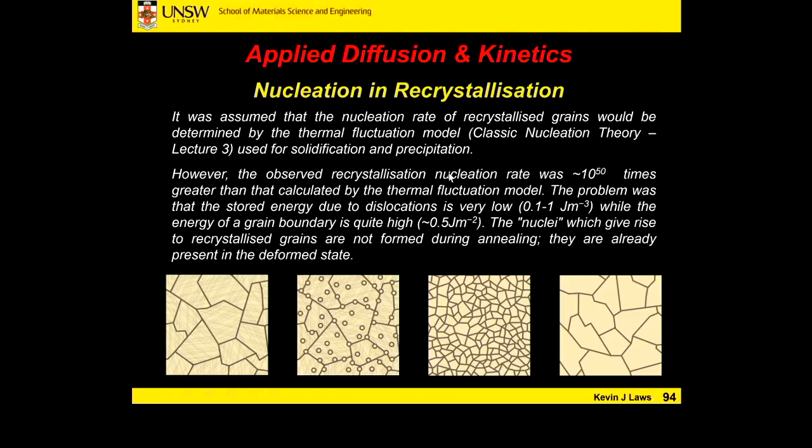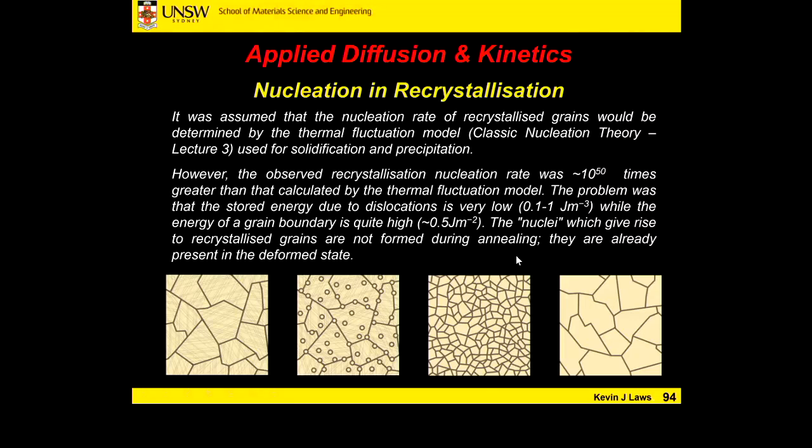The observed recrystallization nucleation rate was 10 to the 50 times greater than what's calculated by classic nucleation. And 10 to the 50 is a big number. We can't fudge that. So obviously the mechanism is very, very different. The problem was that the stored energy due to dislocations is fairly low, a few joules per meter cubed, while the energy of grain boundaries is quite high.